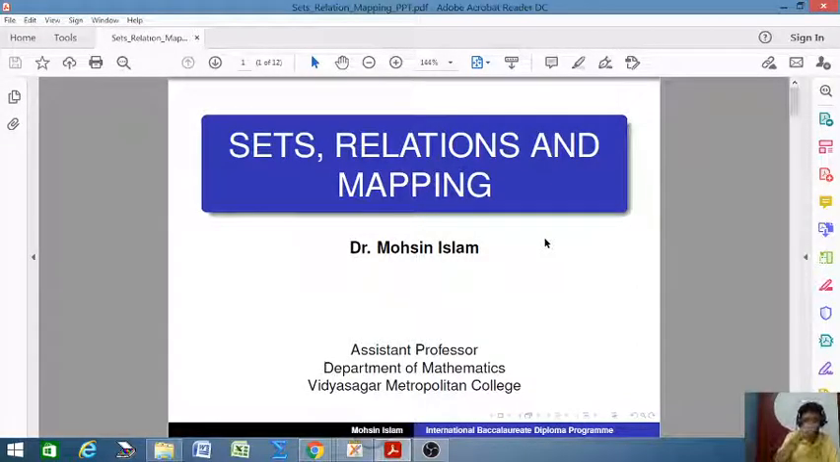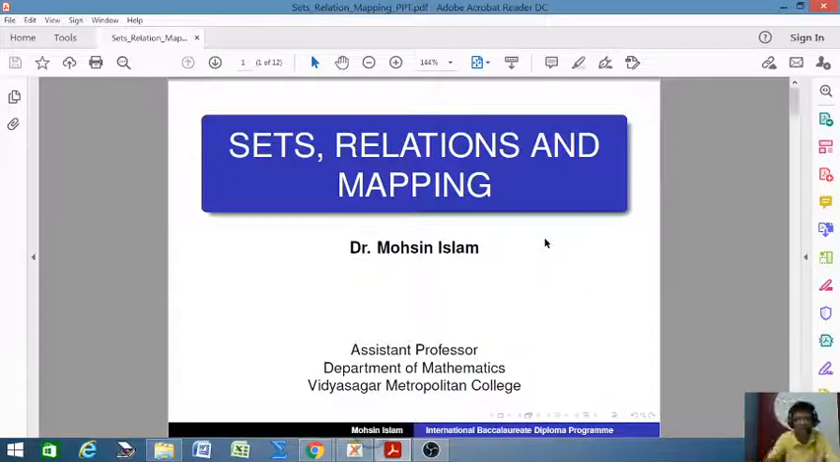So today's topic is sets, relations and mapping. The concept of a set is basic in all branches of mathematics. In view of the importance of set theory, we present here a brief account of it. We take an entirely naive and intuitive view of a set. A set is a well-defined collection of distinct objects.